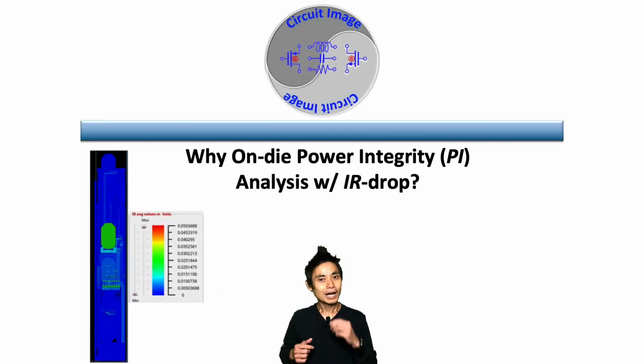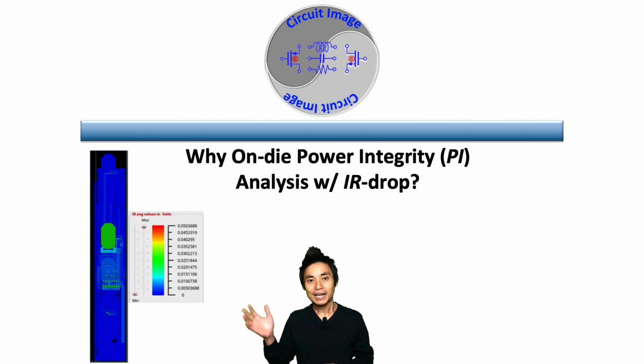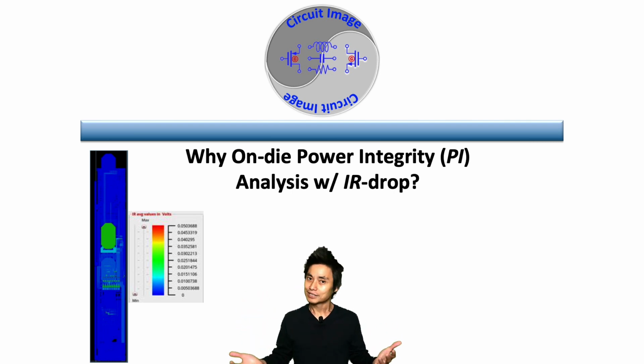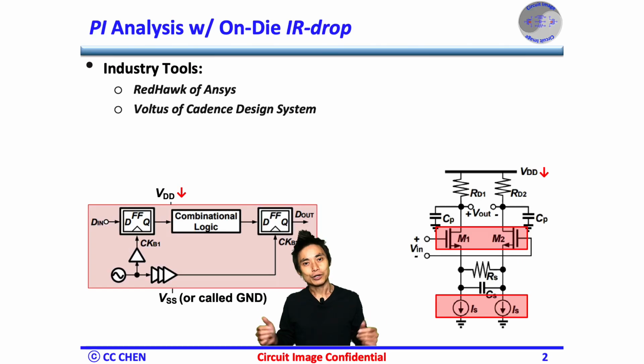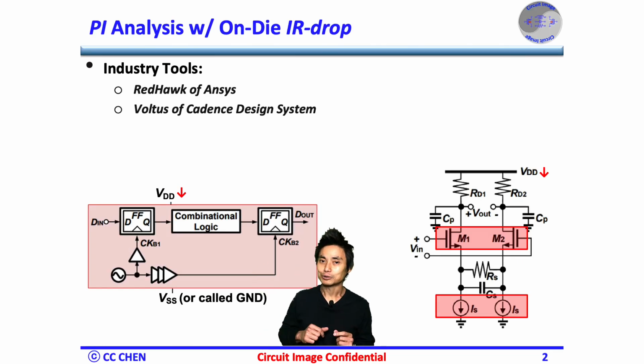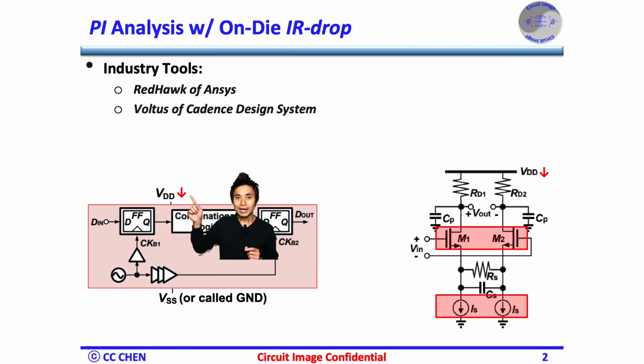In this video, I'm going to show why we need a power integrity (PI) analysis with the IR drop in a circuit system, especially in the chip or on the die. As we know, with advanced technology, the supply voltage has decreased quite a lot, especially the core or digital supply voltage for the core or digital device.